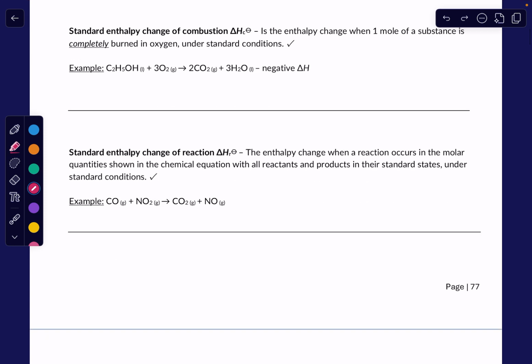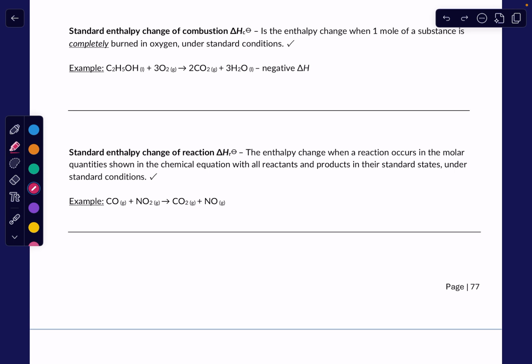And then we've got a more general one. The general one ticks mostly every single box, but it's part of our spec. It's the standard enthalpy of reaction. So how much energy is released in this reaction? If it's not a combustion, we're not burning it, and we're not forming it, we can basically say it's just an enthalpy of reaction. And this is the enthalpy change of reaction that occurs under molar quantities shown in the chemical equation with all reactants and products in their standard states under standard conditions.